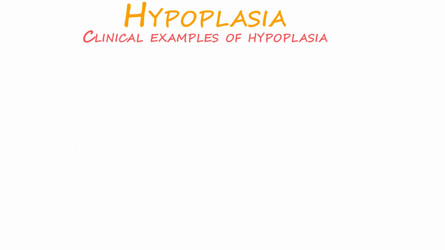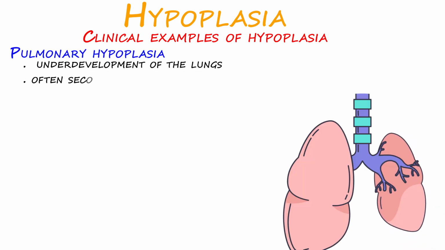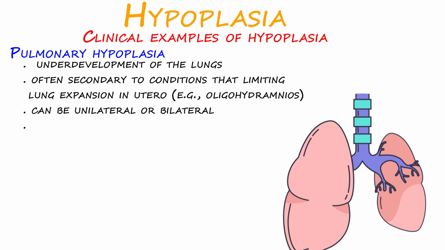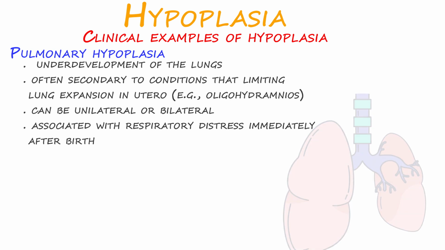Clinical examples of hypoplasia demonstrate the impact of underdevelopment across various organ systems. Pulmonary hypoplasia represents underdevelopment of the lungs, often secondary to conditions that limit expansion in utero, such as oligohydramnios or diaphragmatic hernia. This condition can be unilateral or bilateral and is associated with respiratory distress immediately after birth, with a high mortality rate in severe cases.